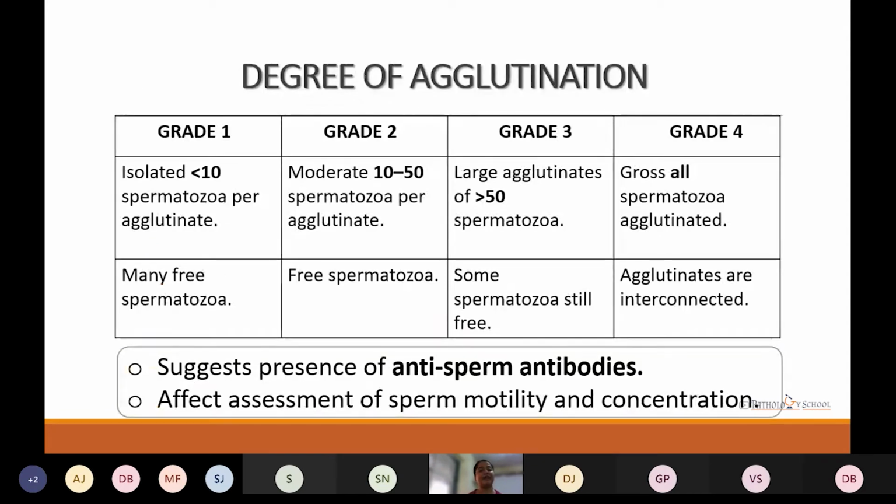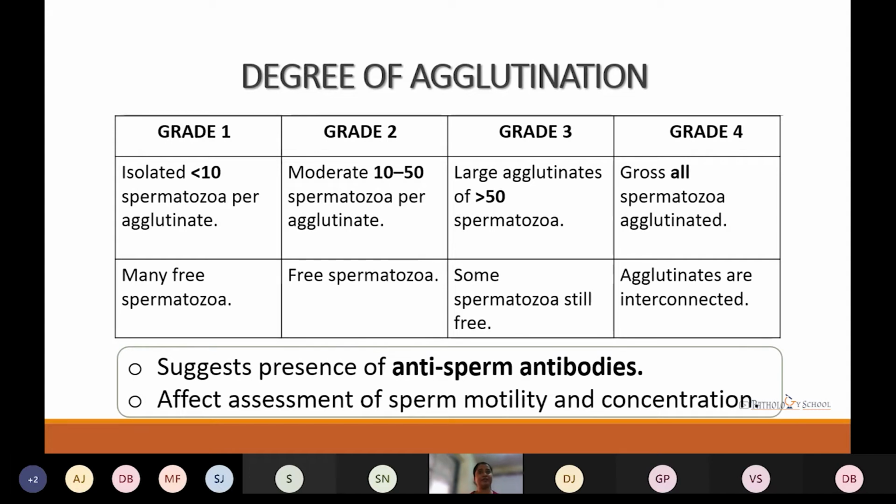So now, what are the degrees of agglutination? There are basically 4 degrees of agglutination. In grade 1, there can be seen agglutinates containing less than 10 spermatozoa, and many free spermatozoa can be seen. In grade 2, there will be 10 to 50 spermatozoa per agglutinate, and free spermatozoa will be seen here also.